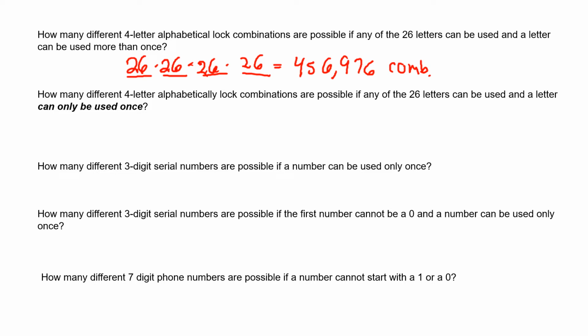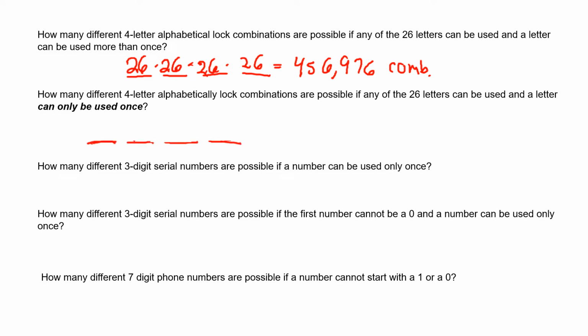Now, here's the next question. How many different 4-letter alphabetical lock combinations are possible? If any of the 26 letters can be used, and a letter can only be used once. Okay, so if we use an A, then we can't use it again. Okay, so this is similar to what we just saw.